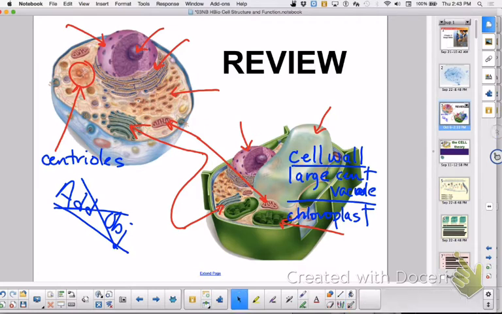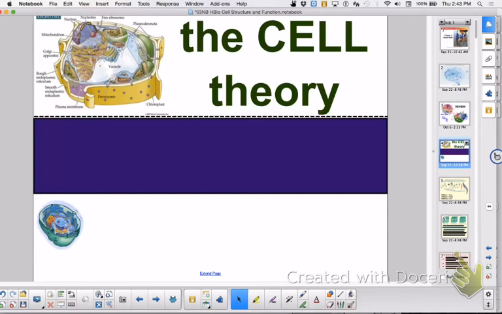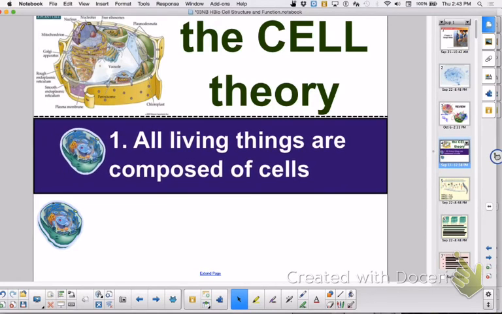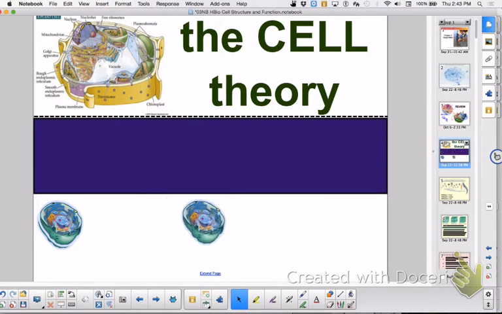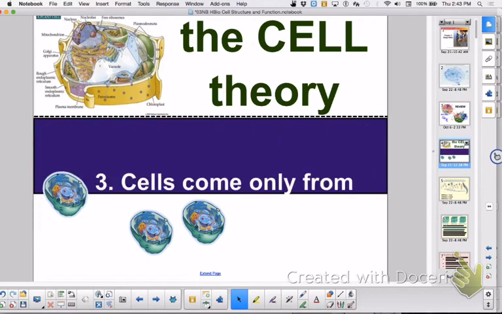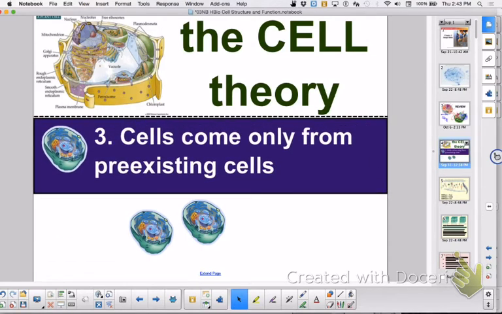Now, next thing you could get asked about is the cell theory. Do you remember the 3 parts to the cell theory? See if you can remember the parts of the cell theory. Okay. All living things are composed of cells. What else? Cells are the structural and functional unit, and cells only come from pre-existing cells.